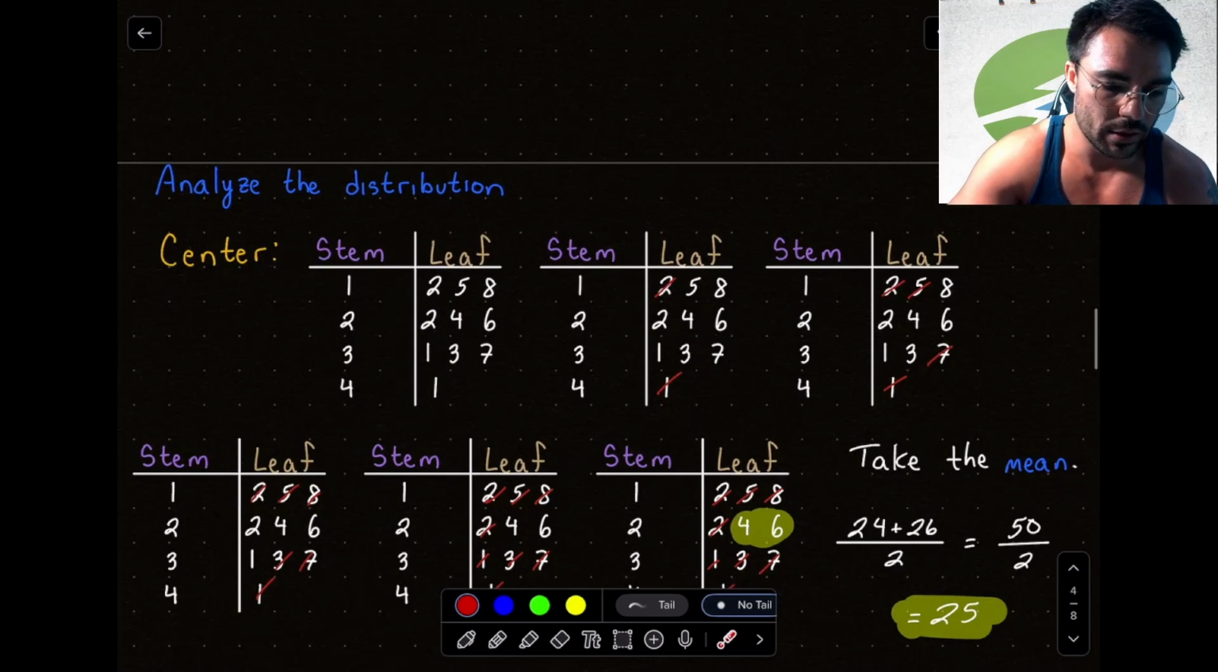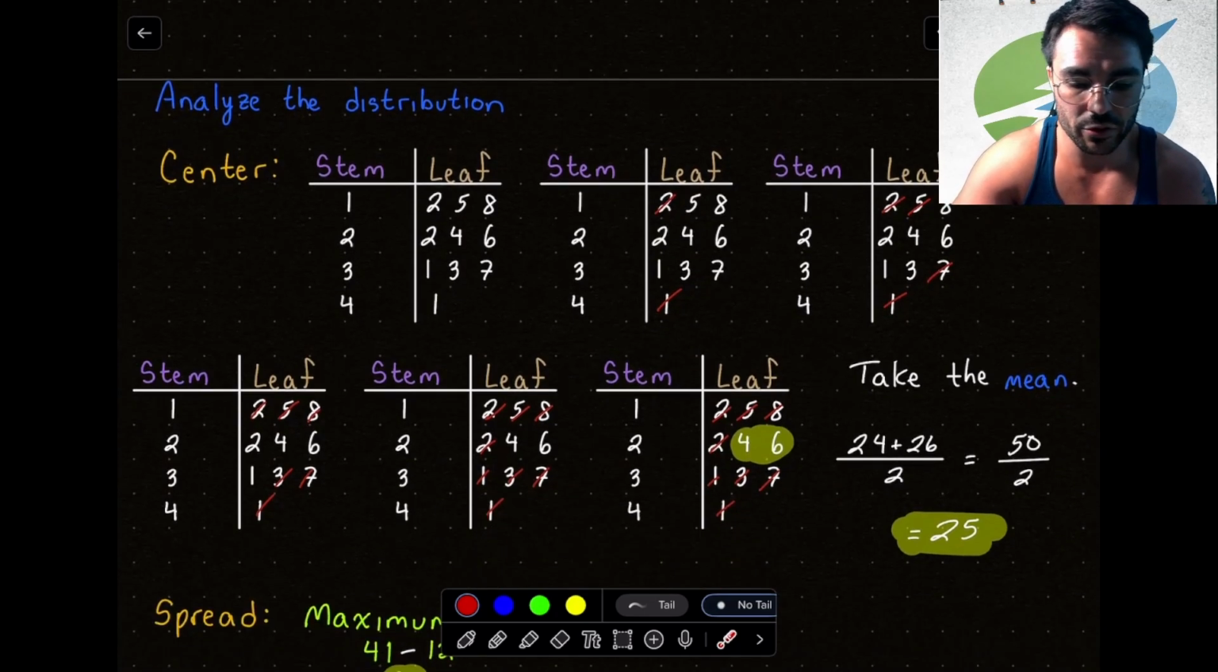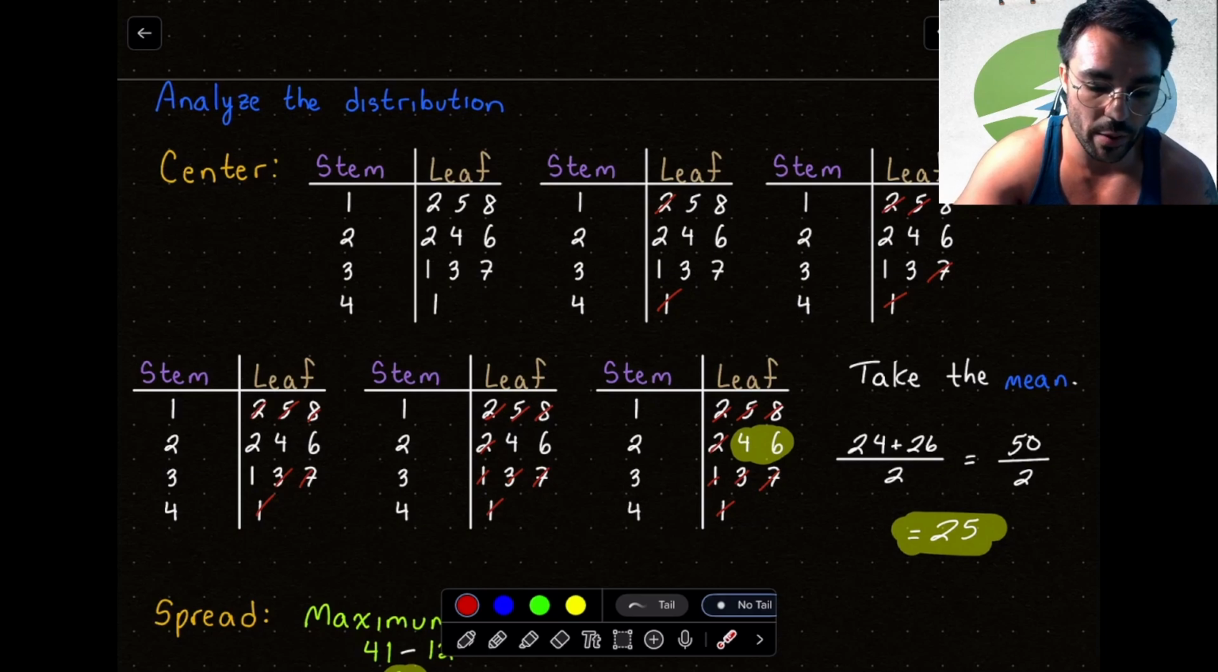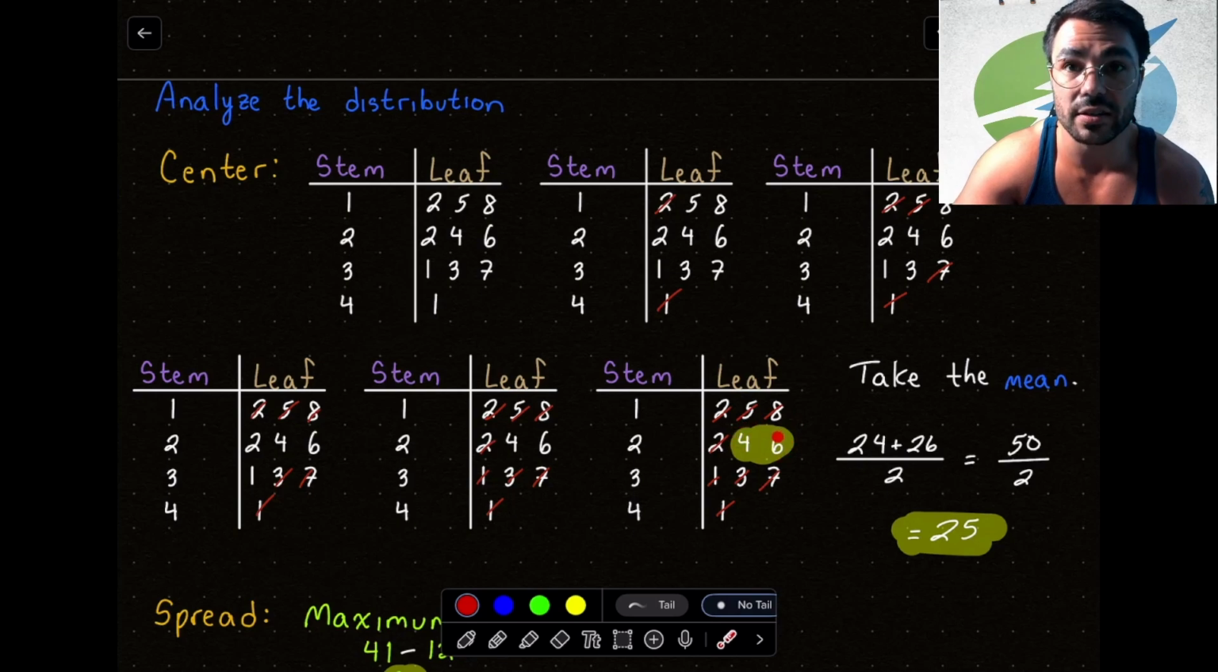Okay, so let's analyze this thing. How do we find the center? We could take the median as before and find the middlemost number. Just like before, I'm going to cross off from the outside numbers and work my way towards the middle. So the 1 and the 2 are both on the outside, get rid of those. Then these two, the 1 and 7, the 2 and 5. Then 3 from the outside here, 4 from the outside here. And lastly, we have 4 and 6 in the middle.